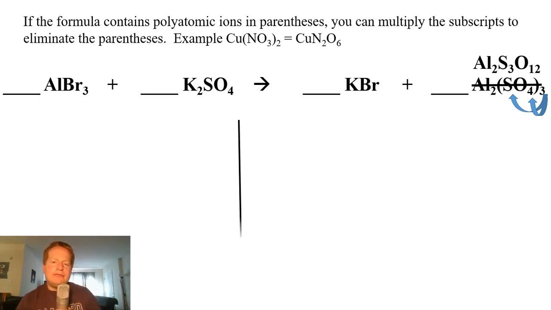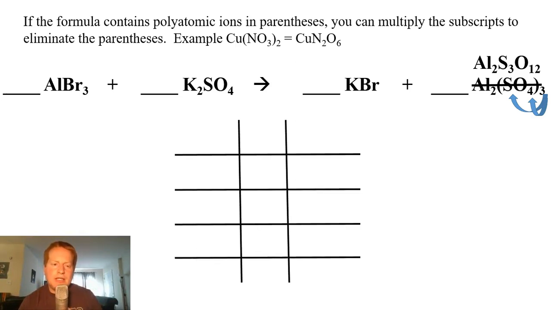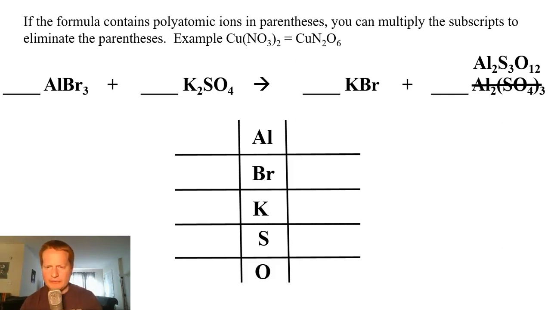We have an Al. That looks like an I, but it's actually an L. So we have our aluminum, our bromine, our other capital letter, our potassium, K, our sulfur, S, and our oxygen, O. And that accounts for all of our different elements present.